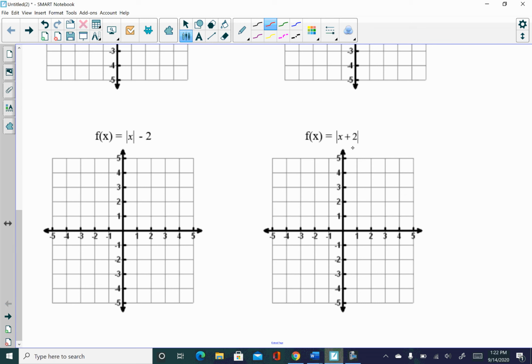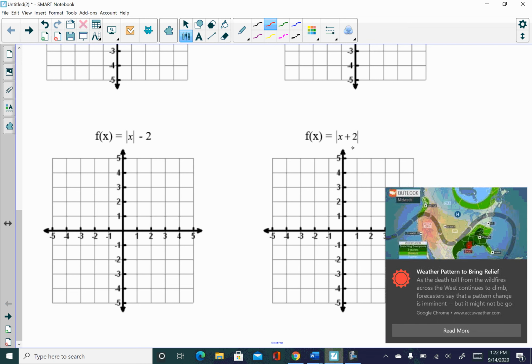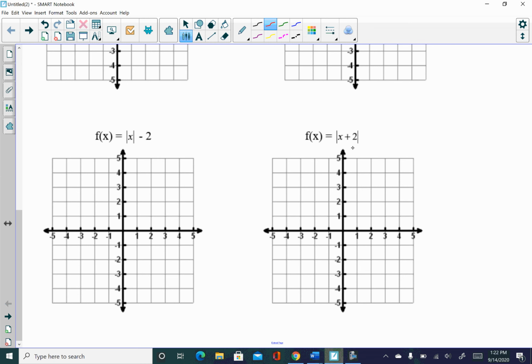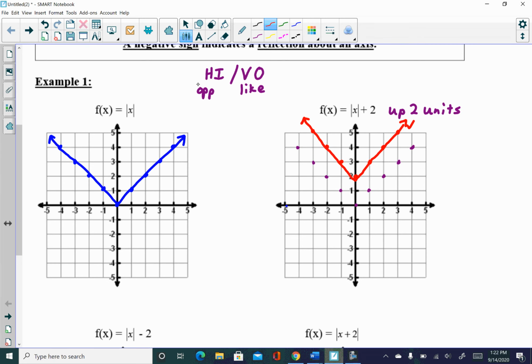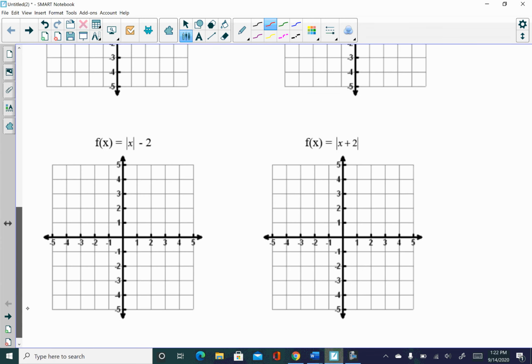So I know it's not a parenthesis here, but think about the fact that that plus 2 in this particular case is inside the absolute value bar. So that means it's inside. So whenever it's inside, that's a horizontal transformation. So remember, horizontal occurs opposite of what we think, because if you think of plus 2, you think, okay, well then I'm going to shift it to the right. But technically here, this absolute value of x plus 2, you are shifting left 2 units. So I'm going to do the same thing I did before.